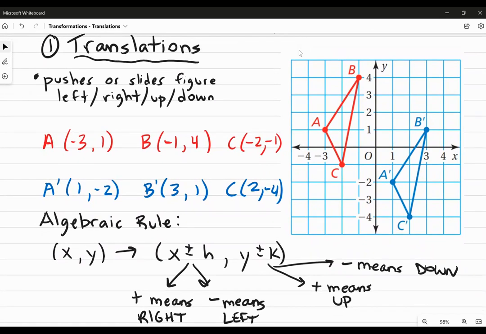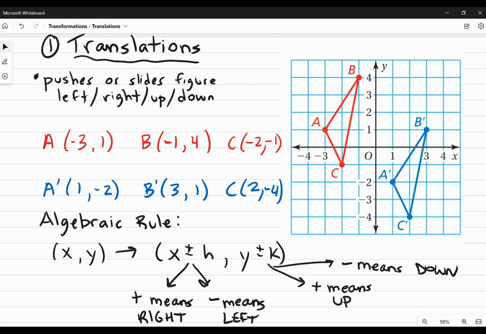All right, so the first type of transformation that we're going to talk about is called a translation. So you should have this image to tape into your notebooks. If not, just make sure to leave space to the right so that you can glue it in or tape it in tomorrow. So a translation is when you push or slide a figure left, right, up, or down. And you can have movement both left and up or right and down. You can go in two directions at once. But I wanted to make sure you could see that for translations, you go left, right, up, or down. You're just moving or sliding it essentially.